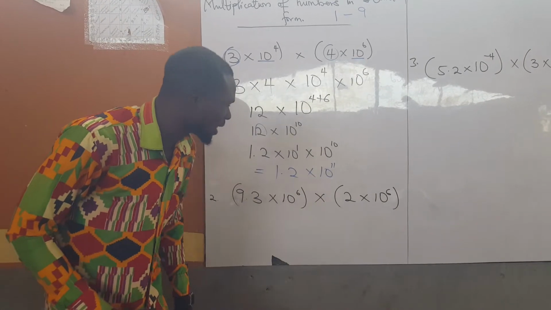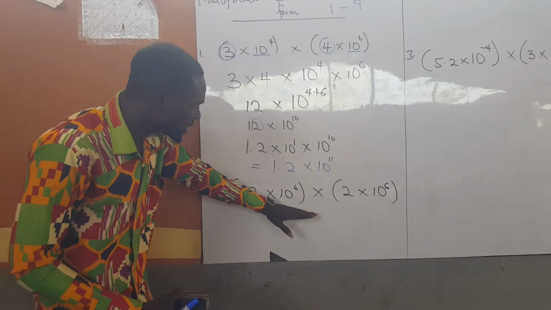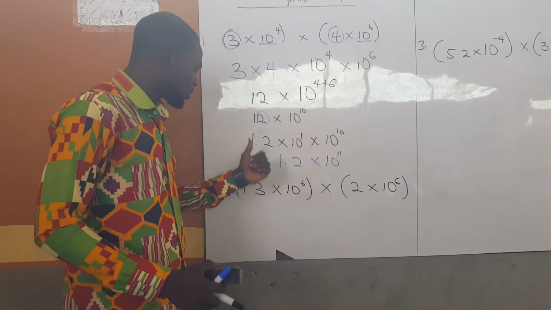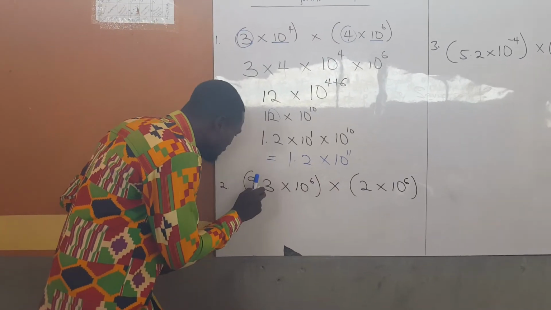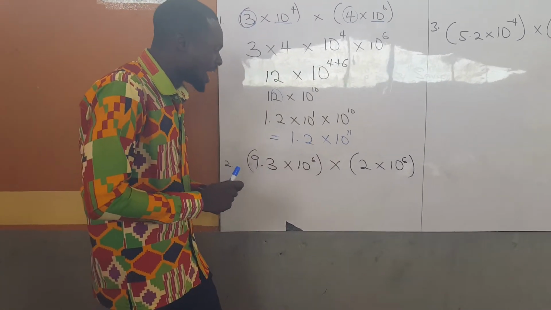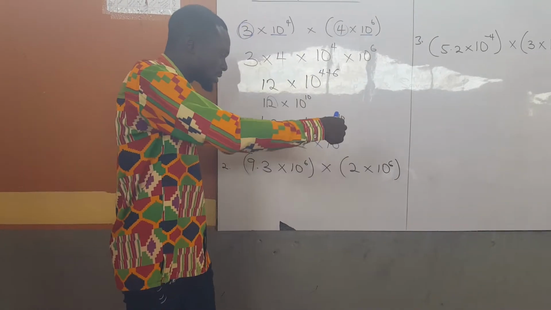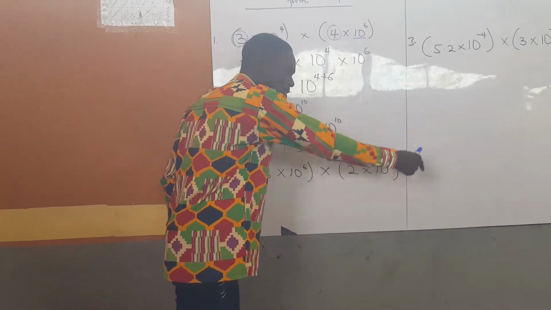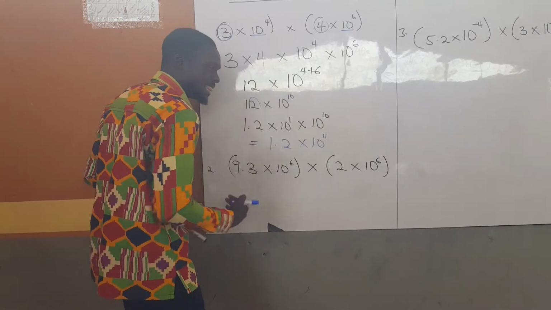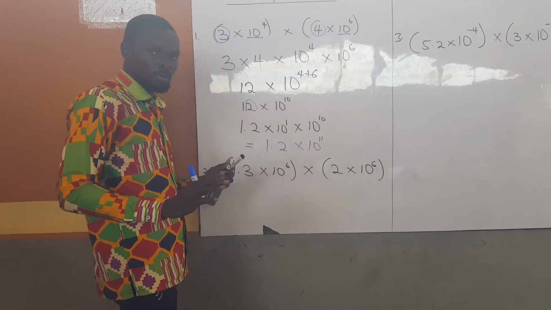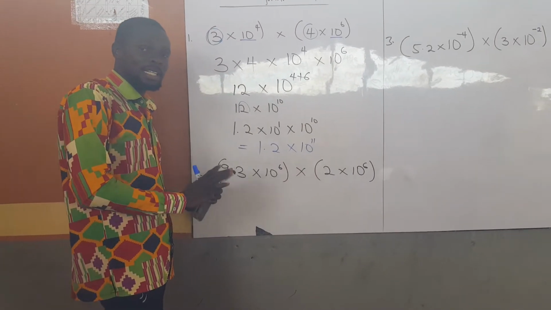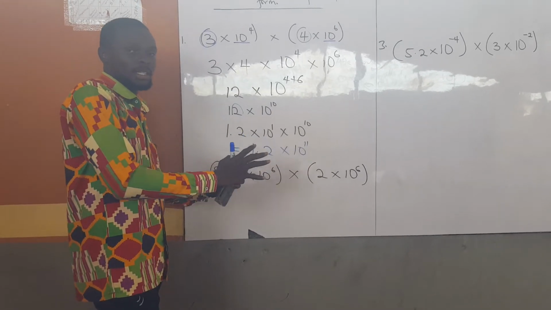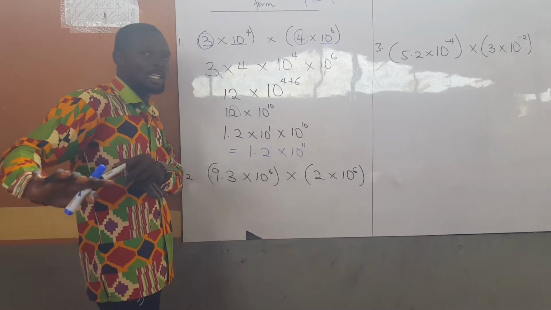Now let's look at the second example, where we have this standard number by this standard number. So 9.3 times 10 raised to the power 6 times 2 times 10 raised to the power 6. We are multiplying, and these numbers are in standard form. And if you are multiplying numbers in standard form, group numbers at one side and powers of numbers also at the other side.